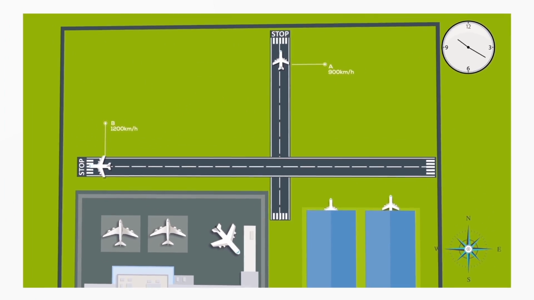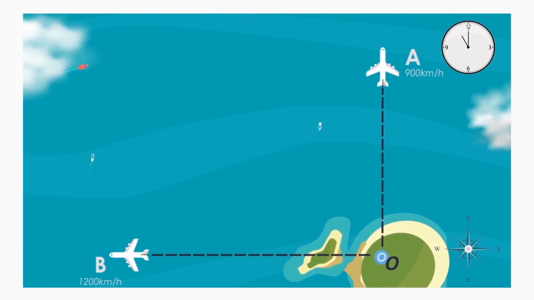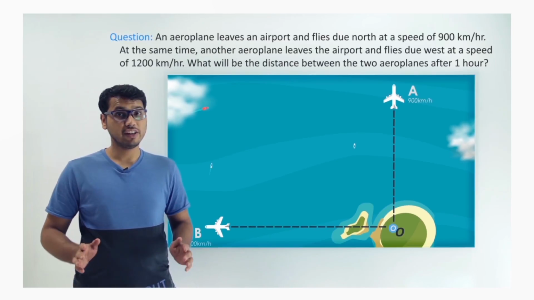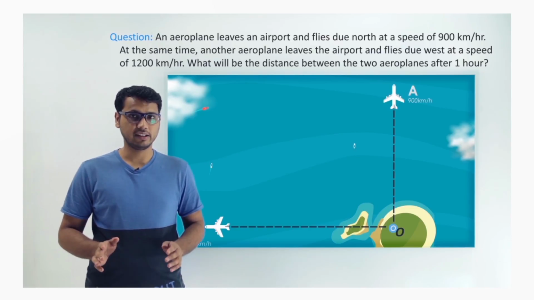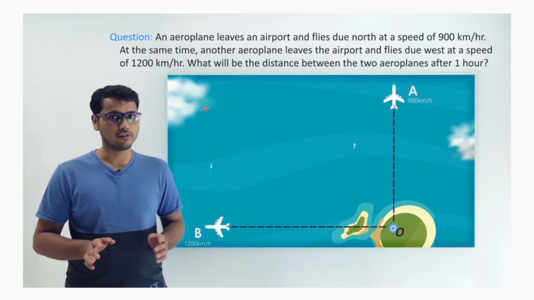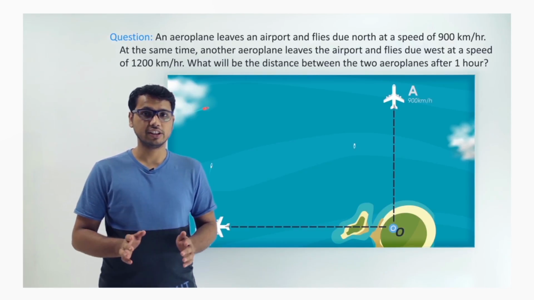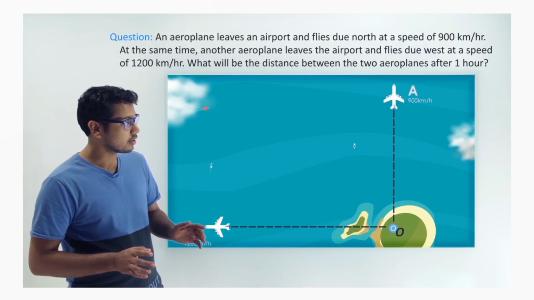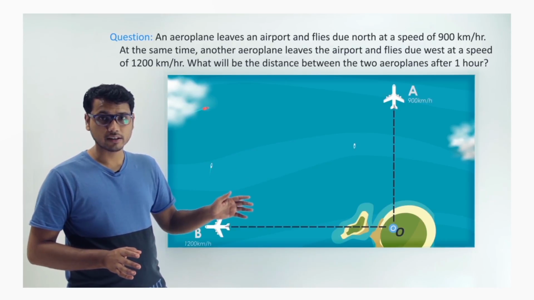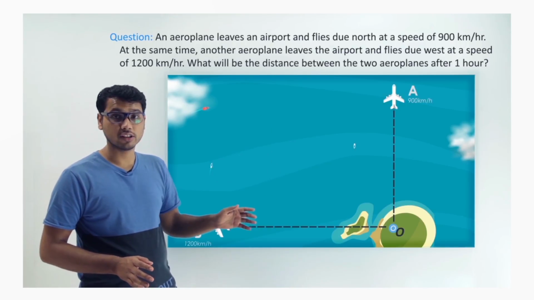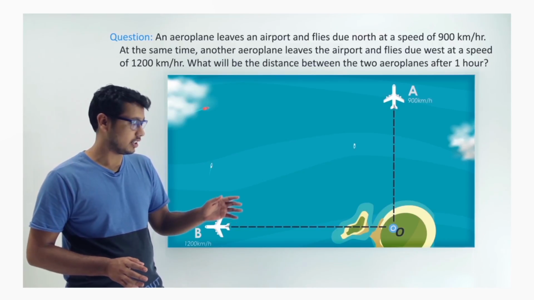So after an hour, we have to calculate the distance between these two planes. Now since we know the speeds of both the planes and we know that they had flown for 1 hour, we can find out the distance covered by both these planes. So we can find out the distance covered by plane A, that is OA, and the distance covered by plane B, that is OB.